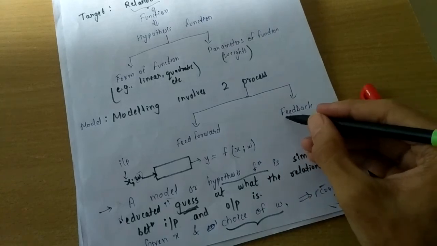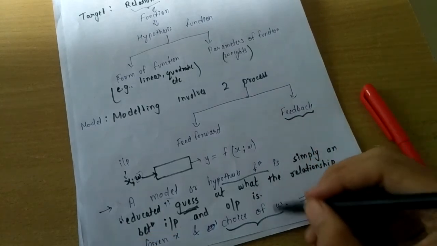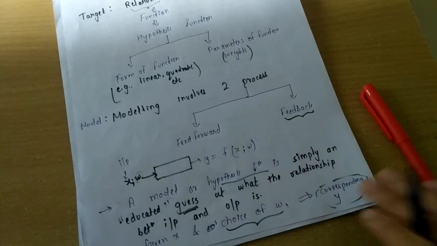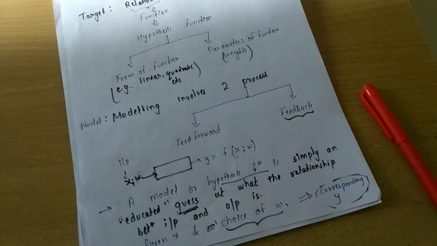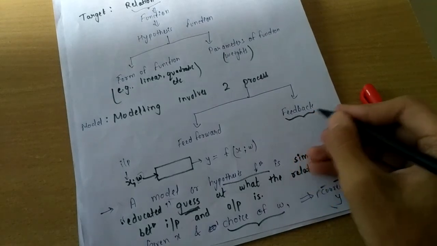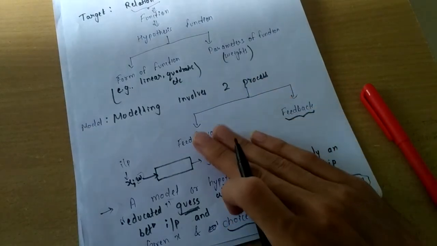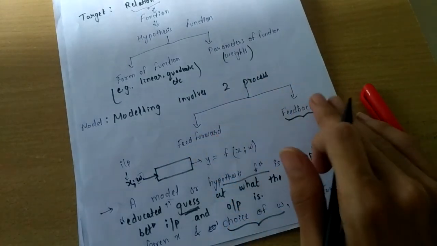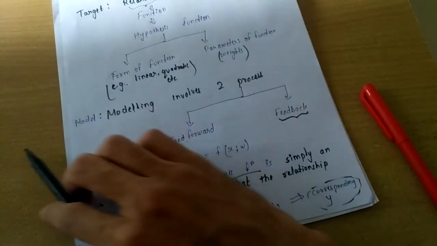And that's why using feedback we can improve our w, and we get output which is very close to our required output, so the loss or the error is minimum. That is done via feedback. That's why modeling involves two things: first feed forward and then feedback. So in the next lecture we'll be discussing feedback.